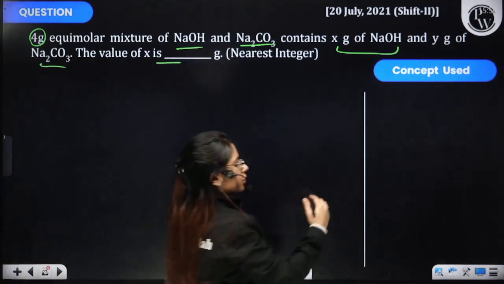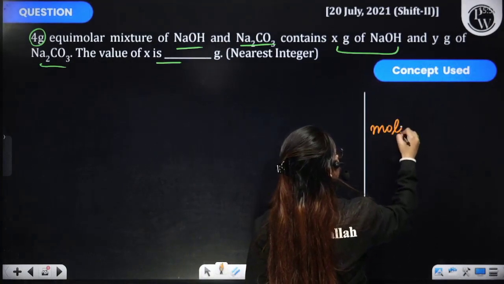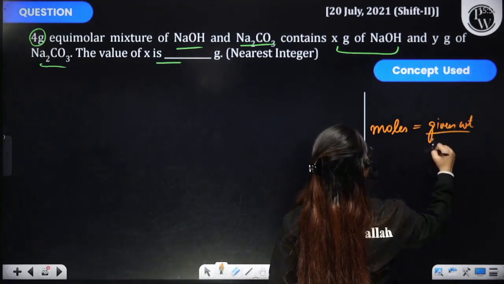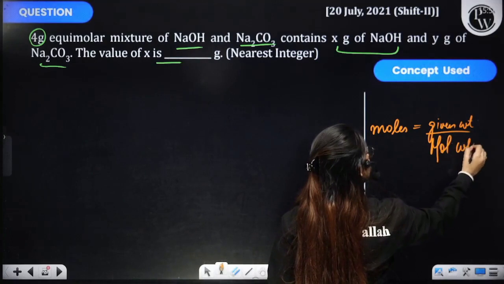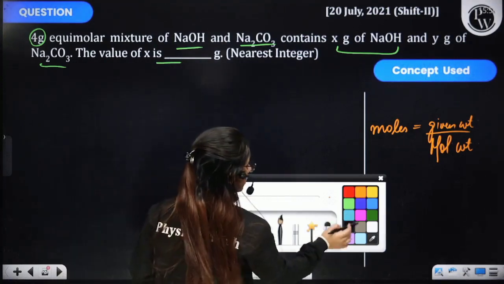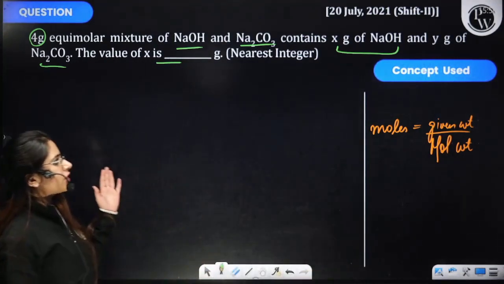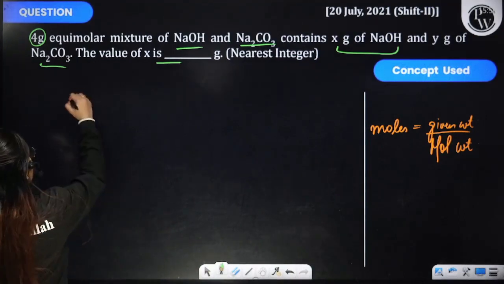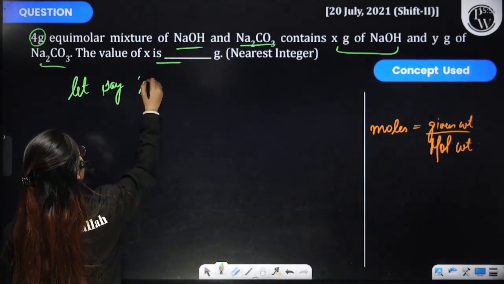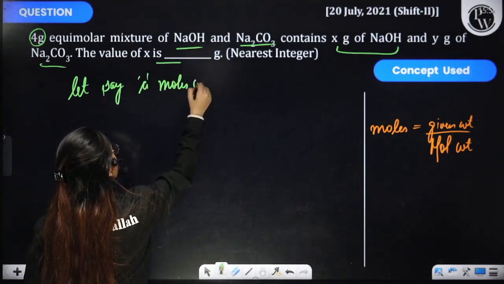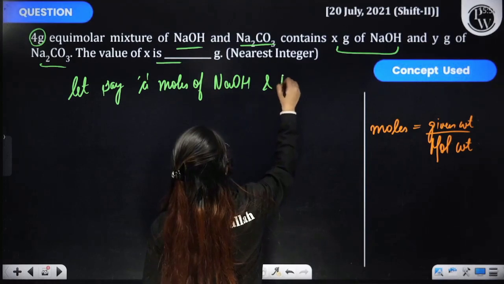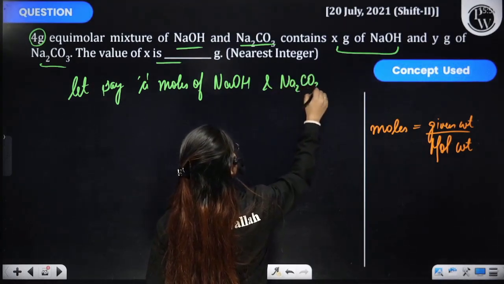First of all, you should know that number of moles is equal to given weight upon molecular weight, right? Since you have been provided with the equimolar mixture, let us suppose A moles of NaOH and Na2CO3 are present.